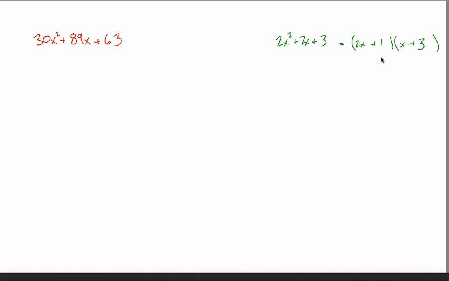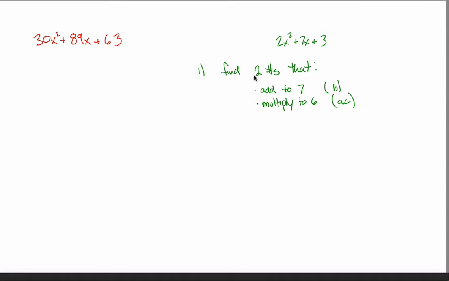So rather than do this guess and check method, something that you can do, which is a bit overkill in this problem, is your first step is to find two numbers, and those two numbers have to add to whatever the coefficient on your linear term is, this 7 right here, often referred to as b, and they have to multiply to the product of your leading coefficient and your constant term. So 2 times 3 gives me 6, so that 6 goes right here. So I need to find two numbers that when I add them together give me 7, and when I multiply them together give me 6.